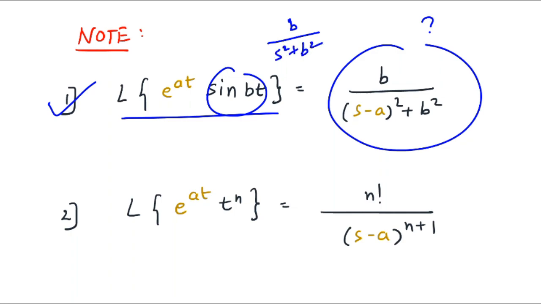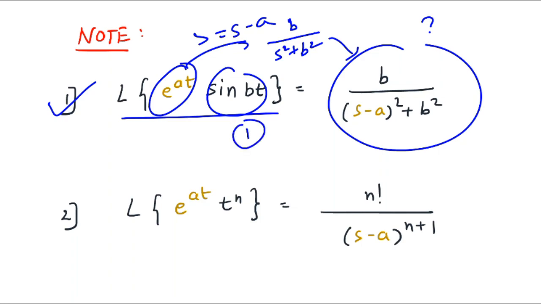Now you have to shift the position because e raised to at is multiplied to sine bt, right? So the position of s would be shifted to s minus a. That is the reason you are getting the answer as b upon s minus a the whole square plus b square. So I hope you understand the point. First, always find the Laplace of the given function, that is f of t, and then, according to the second point, you have to shift the position of s.